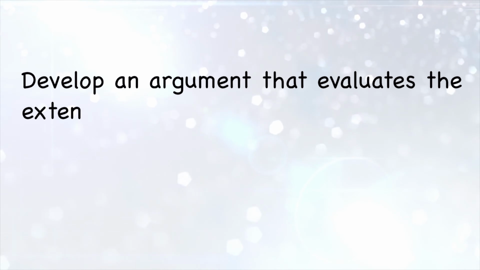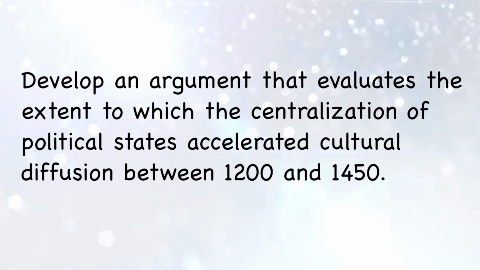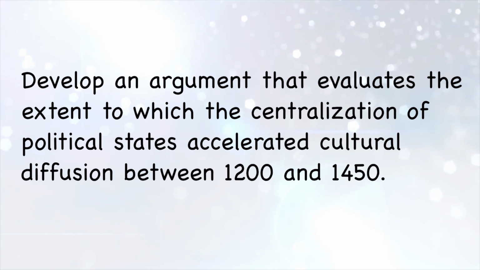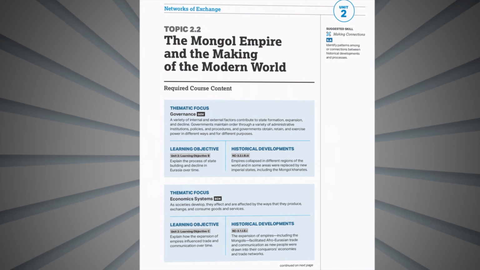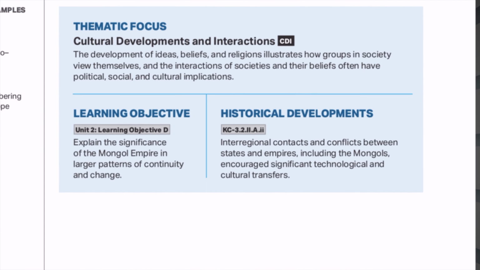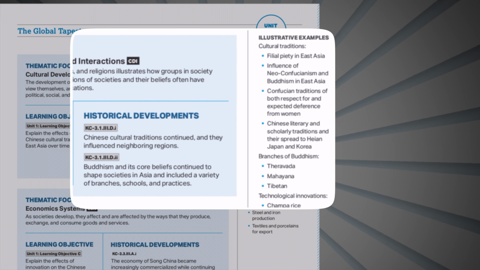Let's look at a few examples and then turn to our prompt about land-based empires. So here's an LEQ prompt. Develop an argument that evaluates the extent to which the centralization of political states accelerated cultural diffusion between 1200 and 1450. From the topic pages, we can see that there are many possible claims for this prompt in the course content. We could use topic 2.2 and talk about how the unified Mongols diffused culture, or topic 1.1 about how the centralized Song dynasty spread Asian cultural traditions.